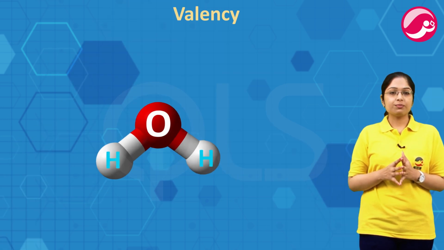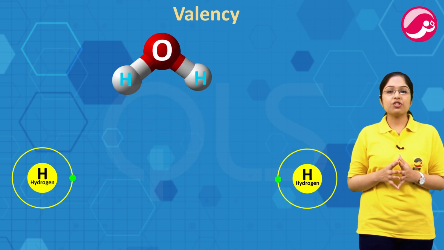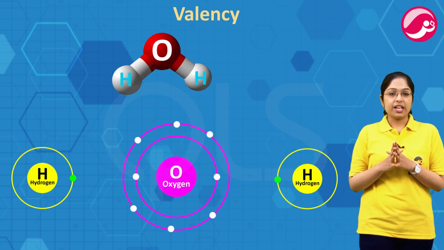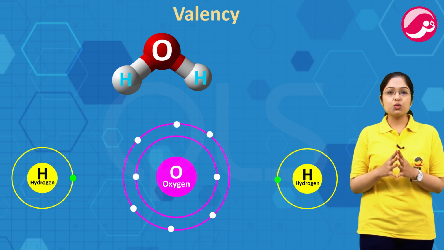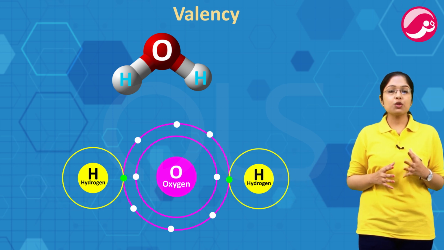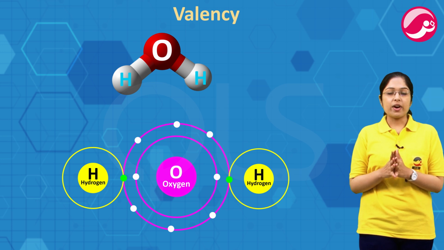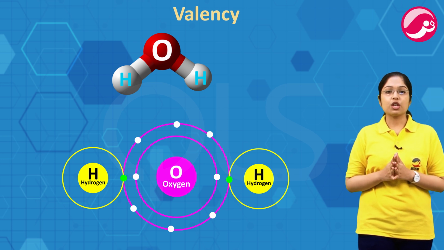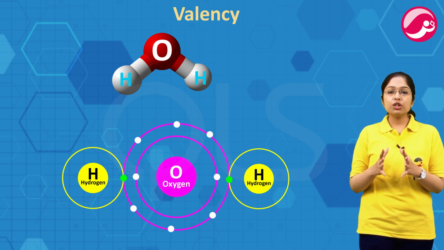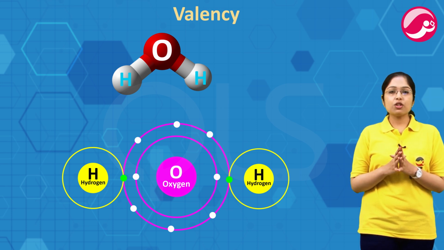Like in H2O. H2O has 2 hydrogen and only 1 oxygen. Here the valency of oxygen is 2 as it is combining with 2 atoms of hydrogen, while the atoms of hydrogen have a valency of 1 because both of them are combining with 1 oxygen atom. Hydrogen के दोनों atoms एक ही oxygen से combine हो रहे हैं.